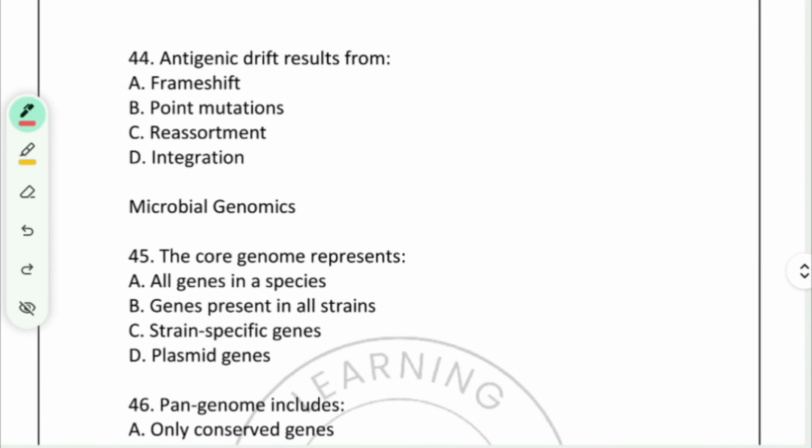Question number 44. Antigenic drift results from. Options are A. frame shift, B. point mutation, C. reassortment, D. integration. So the correct answer for this question is option B, point mutation.